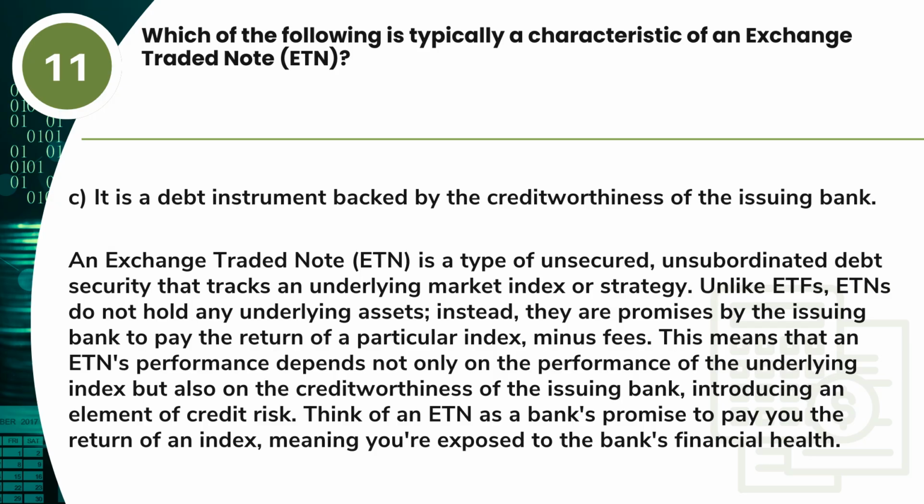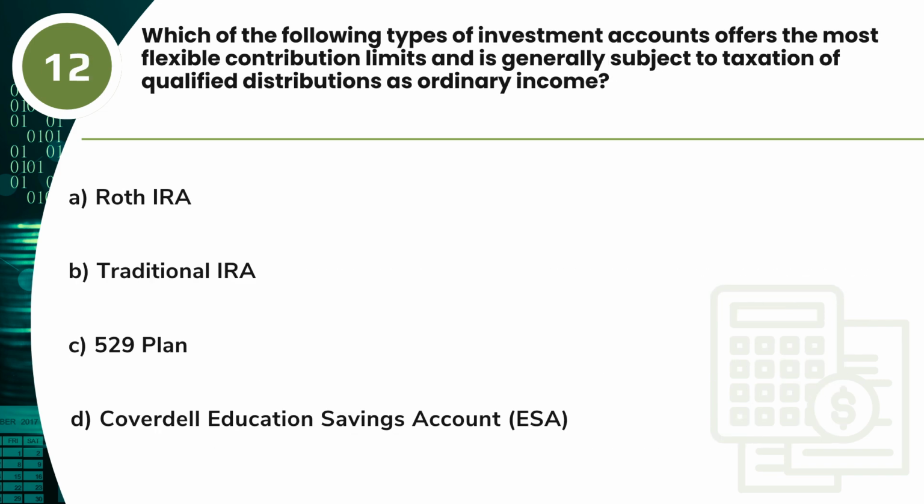This means that an ETN's performance depends not only on the performance of the underlying index, but also on the creditworthiness of the issuing bank, introducing an element of credit risk. Think of an ETN as a bank's promise to pay you the return of an index, meaning you're exposed to the bank's financial health. Question 12.